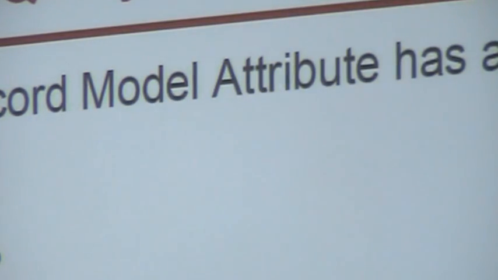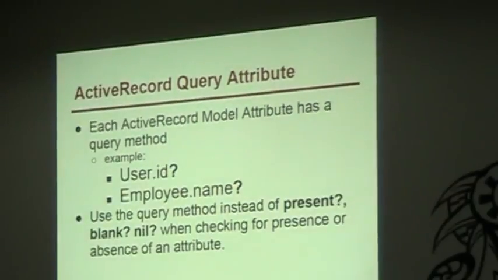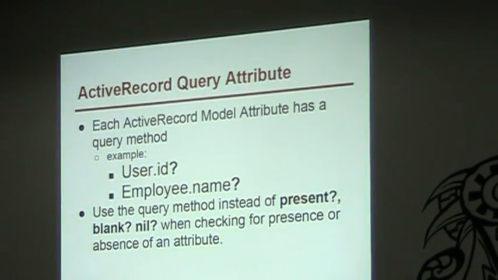So, in summary, as I stressed a while ago, each Active Record model attribute has a query method. So you can use user.id? or employee.name? to check for its presence. You can use it instead of .present?, .blank?, .nil? when checking for the presence or absence of an attribute. So pretty much that's it for me. They may sound very simple, but I've found a lot of situations where they come in handy. Perhaps we can also, if there are any questions, I'd be happy to answer.